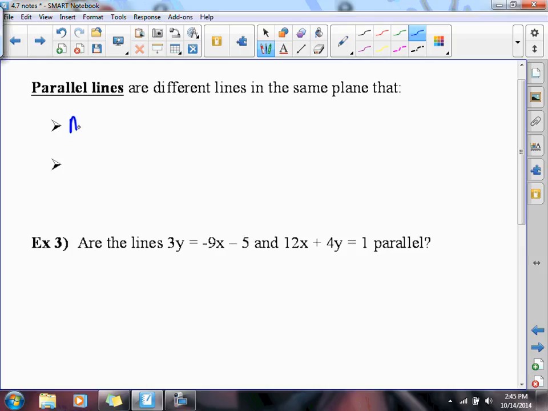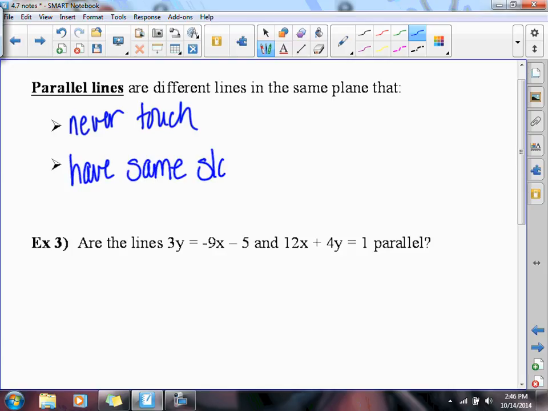Usually students say that lines are parallel because they never touch. Well, that's true. Parallel lines never touch, they never intersect. But the reason they do that is because they have the same slope. That's the only way you can get lines that are in the same plane to never intersect. So if one line has a slope of 1/2, a line that's parallel to it also has to have a slope of 1/2. They can have different intercepts, but they have to have the same slope.